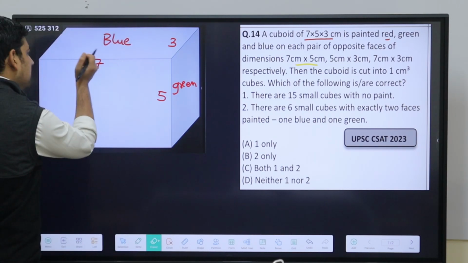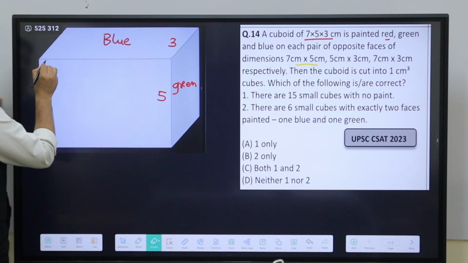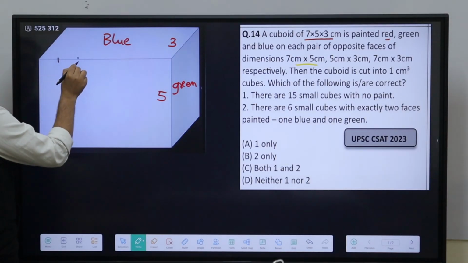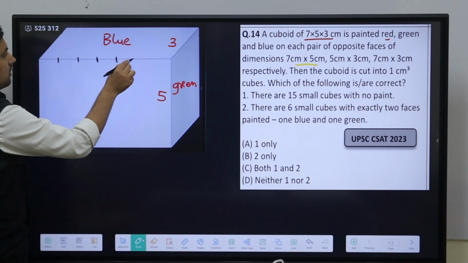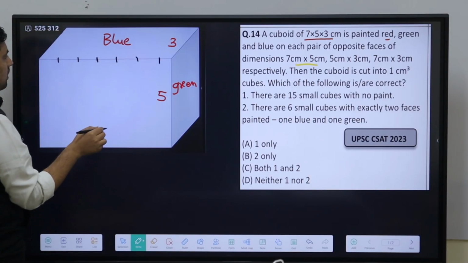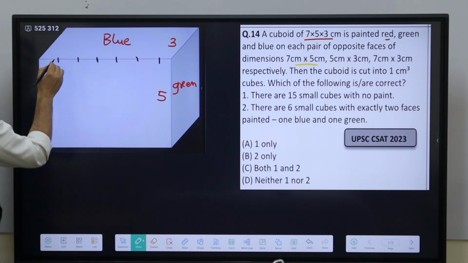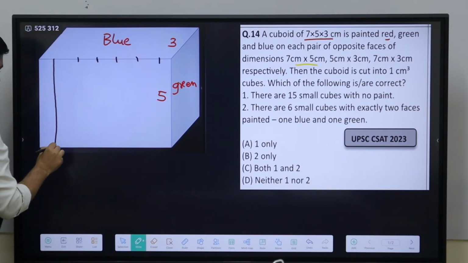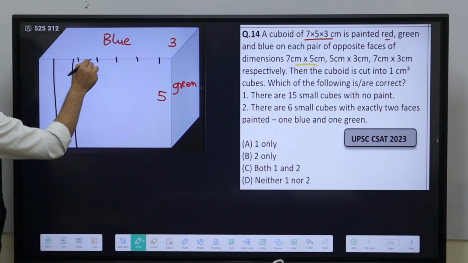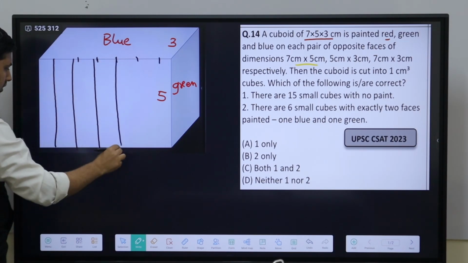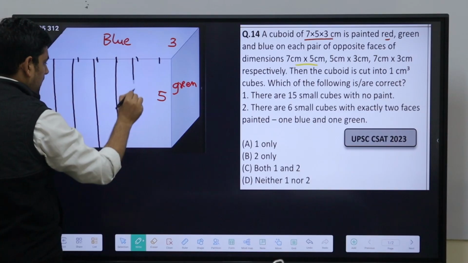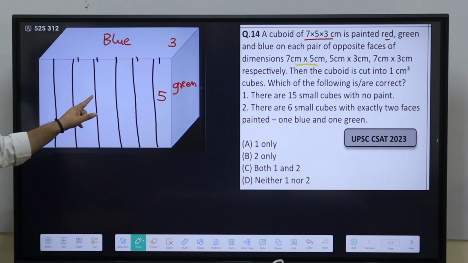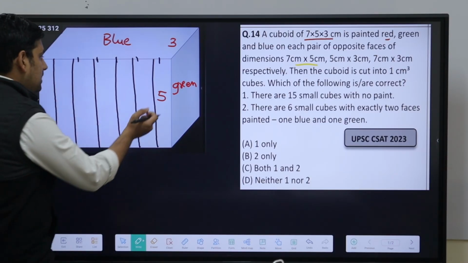So I'll be making 6 equal cuts in this direction. See how? 1, 2, 3, 4, 5 and 6. Okay, I'll have to move a little here. So this becomes 1, then 2, then 3, then 4, then 5, then 6. Like this. Can you see 7 parts? 1, 2, 3, 4, 5, 6, 7. So 7 parts I have made.